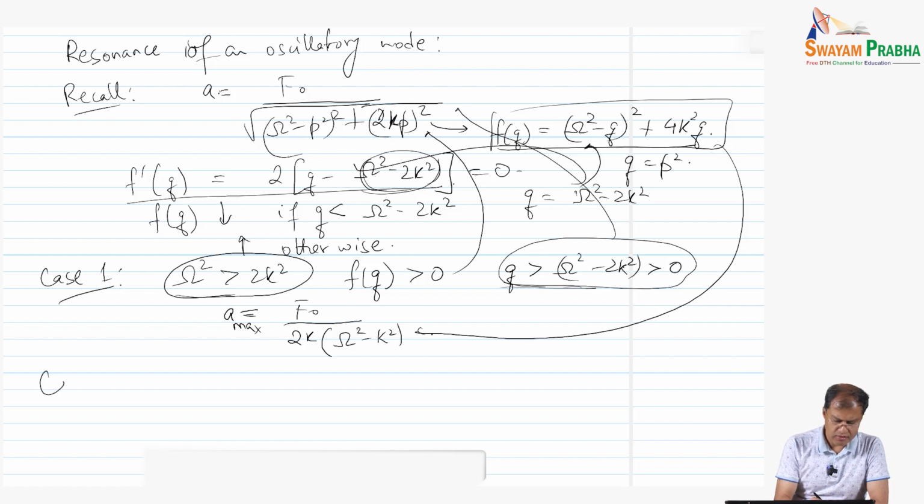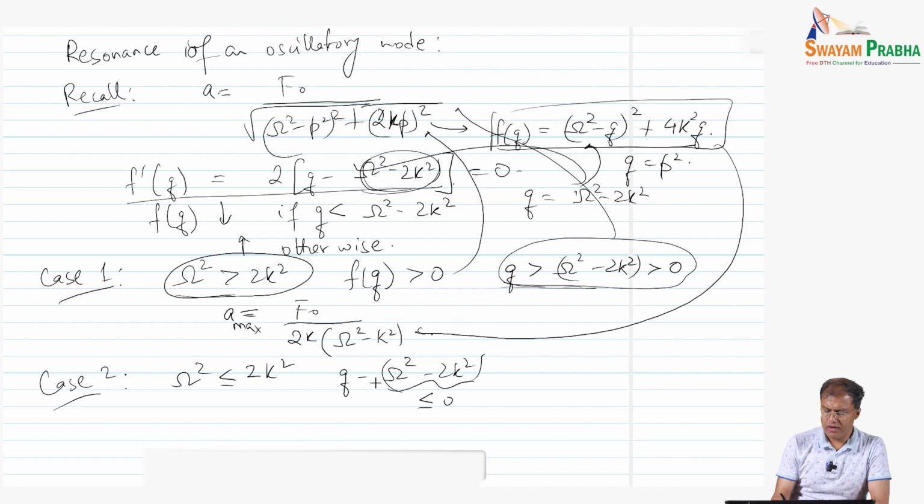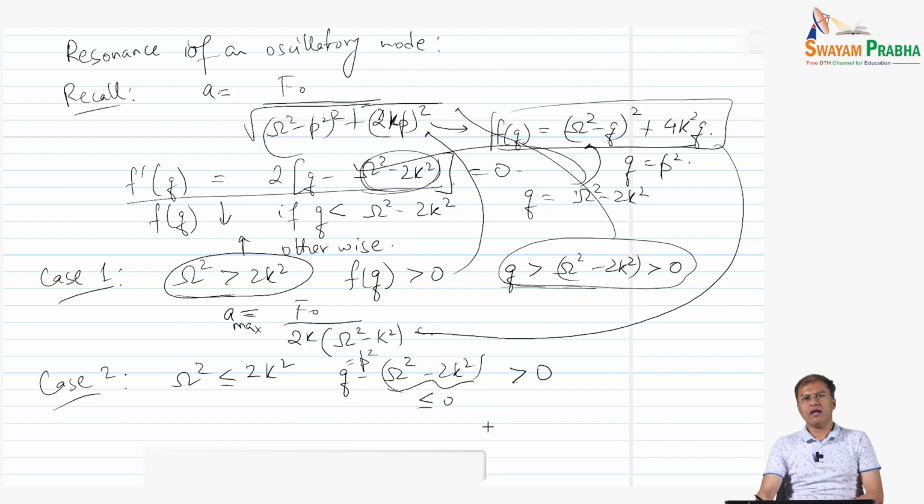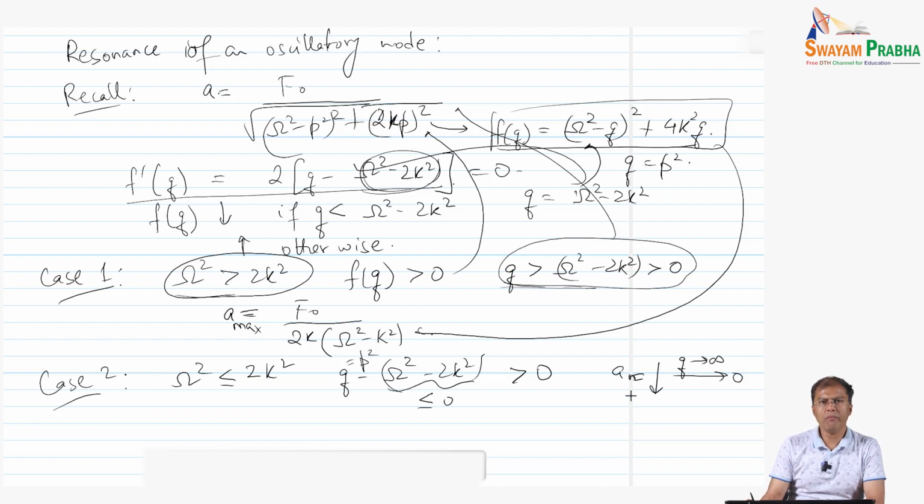The second case is when omega square is less than or equal to 2k square. If that is the case, then we have that q minus omega square minus 2k square, this quantity, is less than or equal to 0, and q is equal to p square. So this quantity is always positive, and it's always increasing with p. Which means that the amplitude a always decreases with q and it goes to 0 as q increases, right? So there is no maxima in this case.